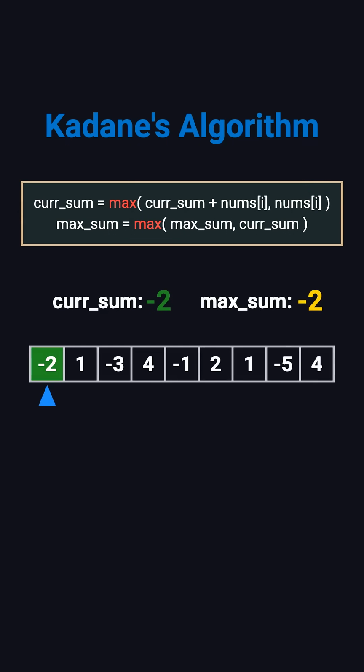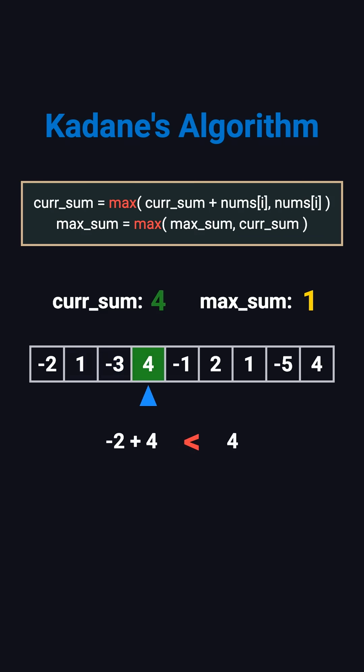At the beginning, both current sum and max sum are set to negative 2. Then we move to 1. 1 is greater than negative 2 plus 1, so we restart from 1. Current sum becomes 1, and max sum becomes 1. Next is negative 3. 1 plus negative 3 is greater than negative 3 alone, so we keep accumulating. Current sum becomes negative 2, while max sum stays the same.